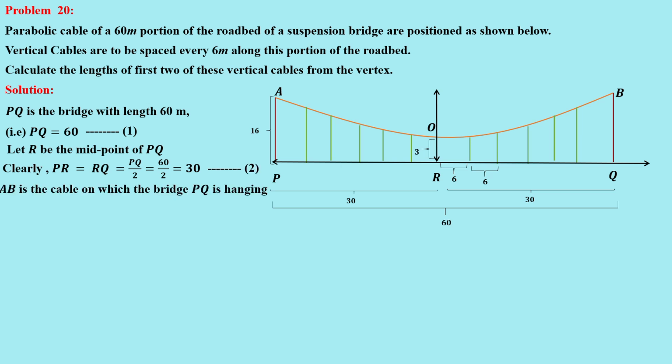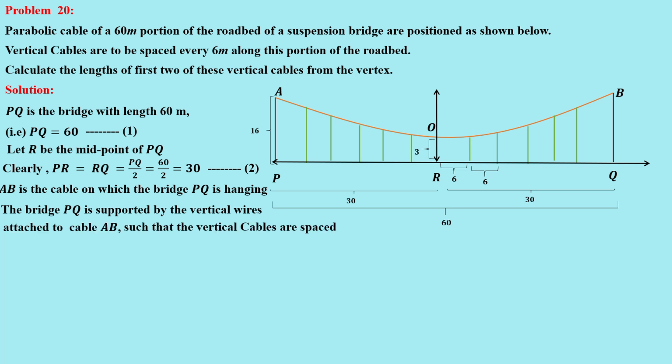AB is the cable on which the bridge PQ is hanging. So AB is the suspension cable. The bridge PQ is supported by the vertical wires. There are vertical lines in green, they are the vertical wires, attached to the cable AB, such that the vertical cables are spaced every 6 meters along this portion of the roadbed. So the distance between each vertical line is 6 meters, 6, 6, 6, 6, 6. The distance between all the green vertical lines is equal to 6.